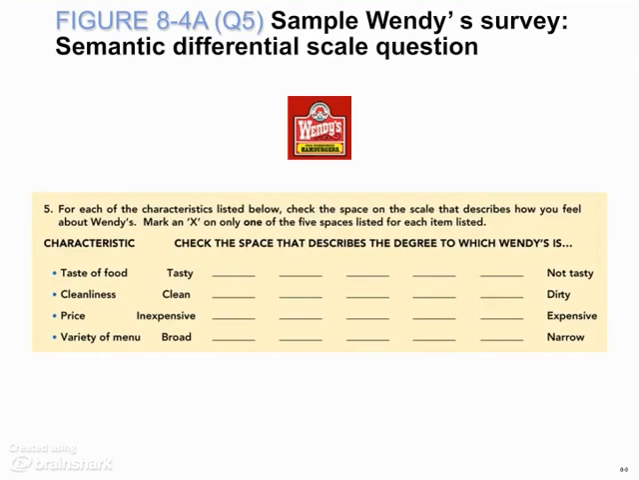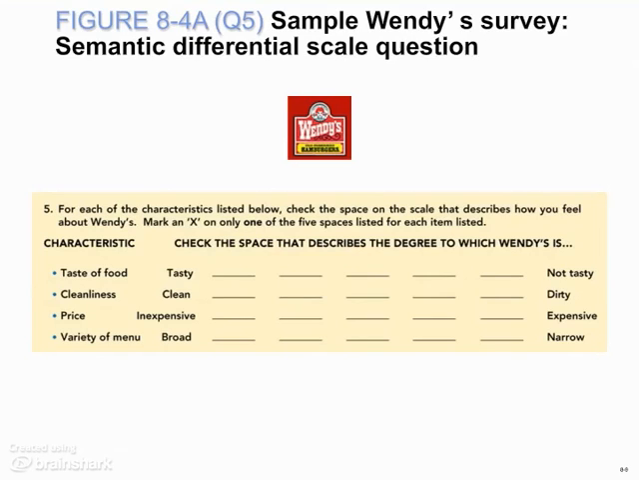Figure 8.4a question 5 from the sample Wendy survey is also considered a scale question, but specifically it's labeled as a semantic differential scale question. This particular question has a 5-point scale, which you can see from the lines that have been identified on the sample question on the screen. And what it does is, on each opposite end, there are 1 or 2 word adjectives that have opposite meanings. So one characteristic that they're focusing on is the taste of food. On the left-hand side of the 5-point scale is tasty. On the right-hand side of the 5-point scale is not tasty.